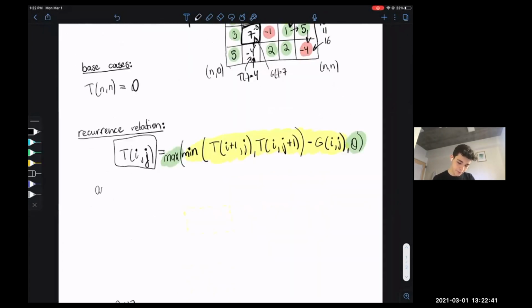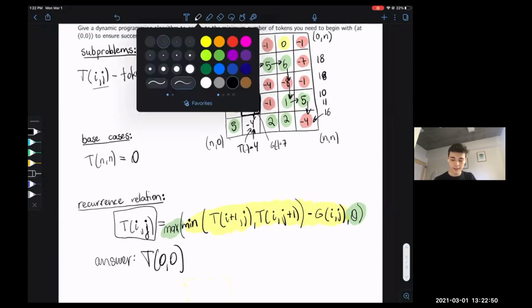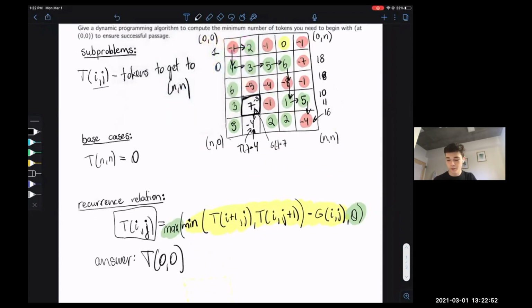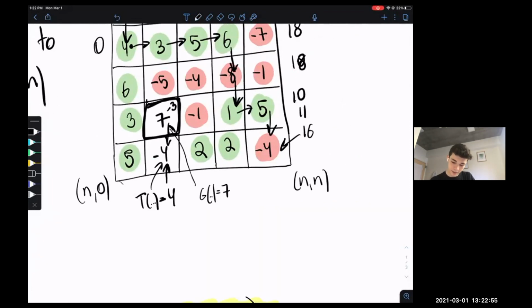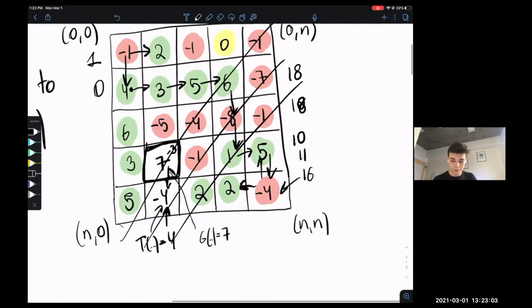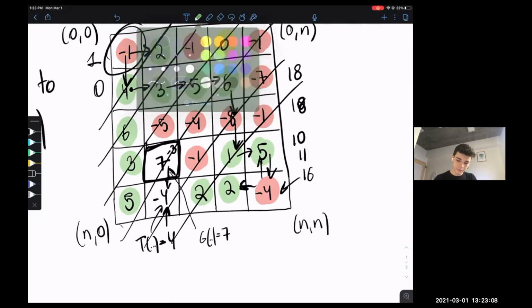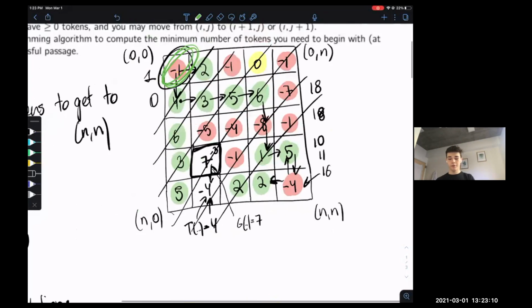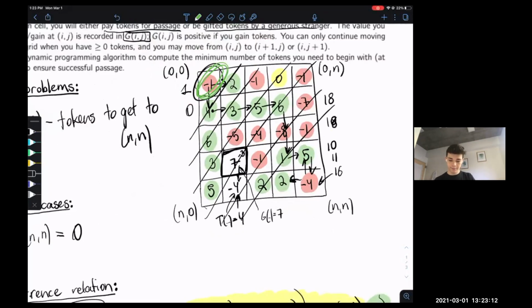And so the answer, after we've computed all these values, is going to be T of 0,0, and we compute them in topological order, starting at NN, then computing n-1,n and n,n-1, and going in these diagonals until we've computed T of 0,0. That'll be the order in which we solve these subproblems.